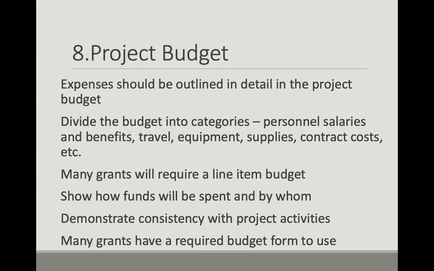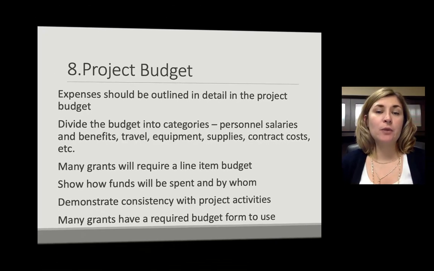Many grants will require a line-by-line budget item list. You should be able to show how the funds will be spent and who will be spending them. Demonstrate consistency with the projected activities. Many grant applications will actually provide you with a budget form that you need to stick to in your proposal.